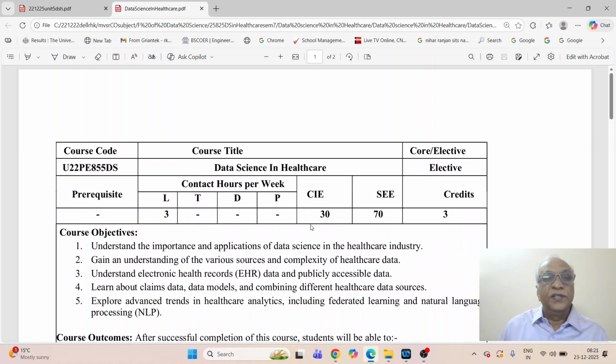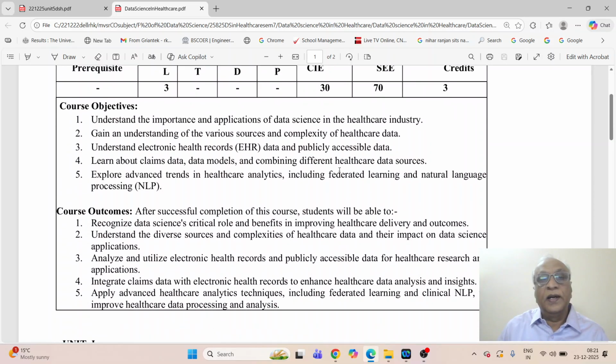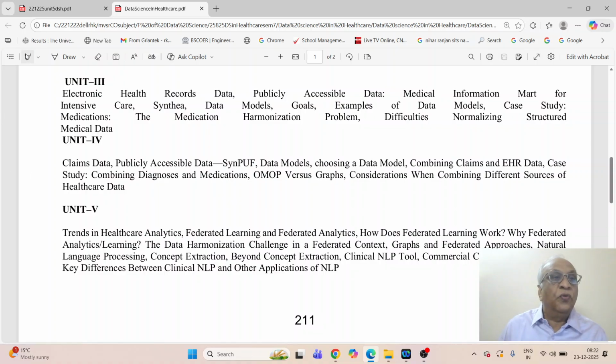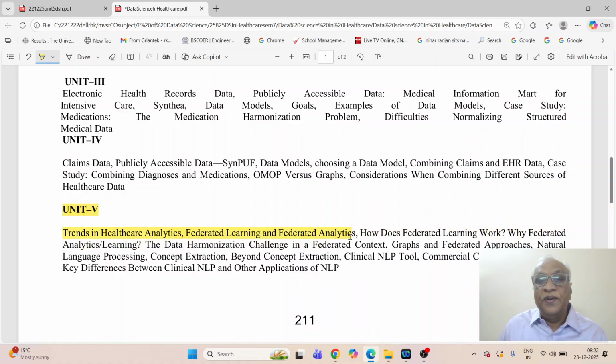Subject: data science in healthcare, and today's topic of discussion is Unit 5, Trends in Healthcare Analytics, Federated Learning, Federated Analytics. How does federated learning work? Why federated learning analytics? Data harmonization challenge in federated context. Graphs and federated approach. So these are the topics we are going to touch today.